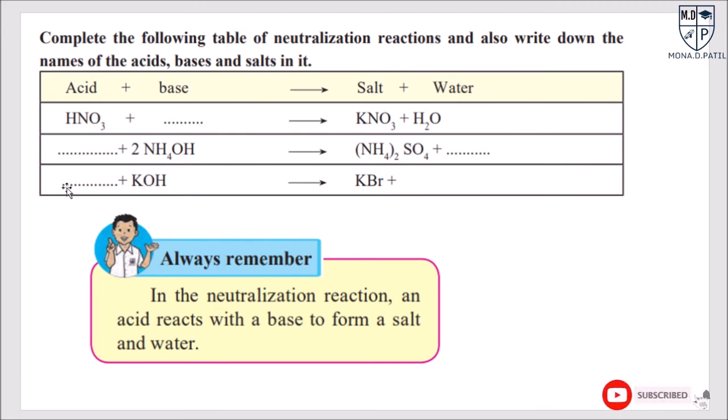So here OH is given already in the base. Now here only H plus ion is to be added. So H and here Br. So HBr is the strong acid plus KOH strong base. It can give potassium bromide and water. Okay. So in the neutralization reaction, an acid reacts with a base to form a salt and water. We can infer this from all these reactions about the neutralization reaction.